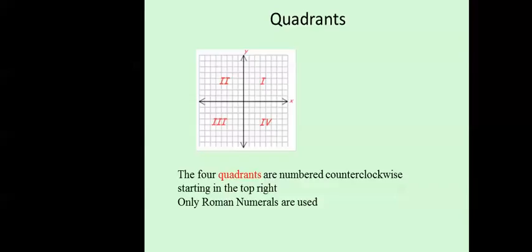We number the quadrants 1, 2, 3, and 4 using Roman numerals. We go in a counterclockwise direction, starting in the top right quadrant. Quadrant 1, Quadrant 2, Quadrant 3, and Quadrant 4.